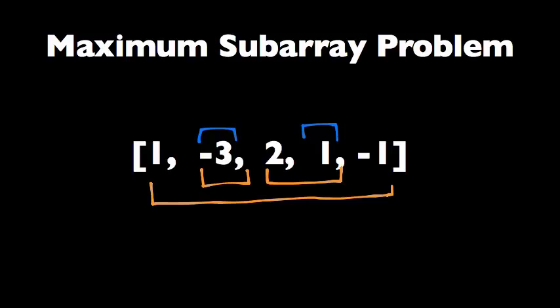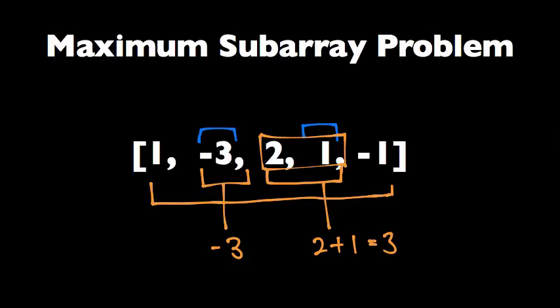Now the problem here is finding the subarray with the maximum sum. Here's what I mean. If we look at this subarray, 2, 1, the sum is 2 plus 1 equals 3. And if we look at this subarray with just -3, the sum is -3. And we are trying to find the one with the maximum sum. And in this example, it's actually 2, 1 with the sum 3. And you can check it yourself too.